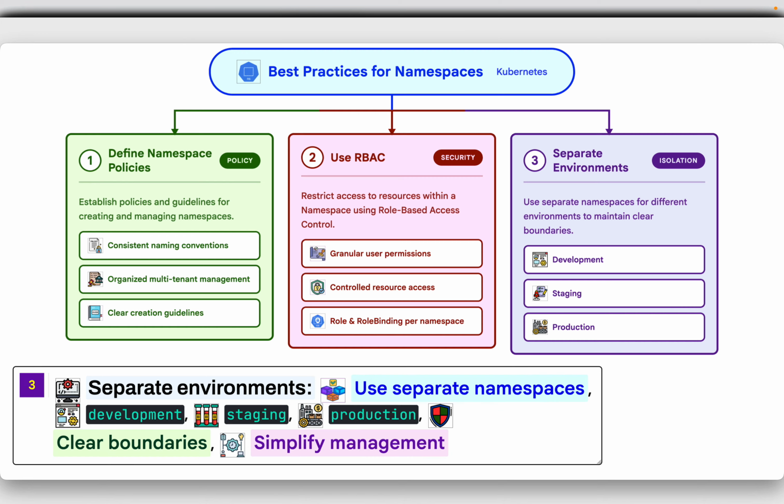Separate environments using namespaces. So use separate namespaces for different environments, for example, development, staging, production, to maintain clear boundaries and simplify management. And that's all.